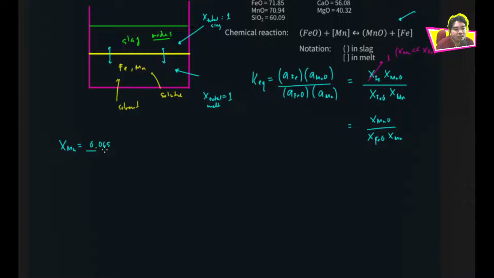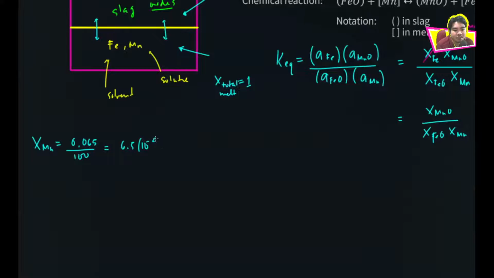0.065%, so that's over 100. Tama? So that gives us, kasi percentage, so that's 6.5 times 10 to the negative 4. Tama, no? Just correct me if I'm wrong, guys. Okay.